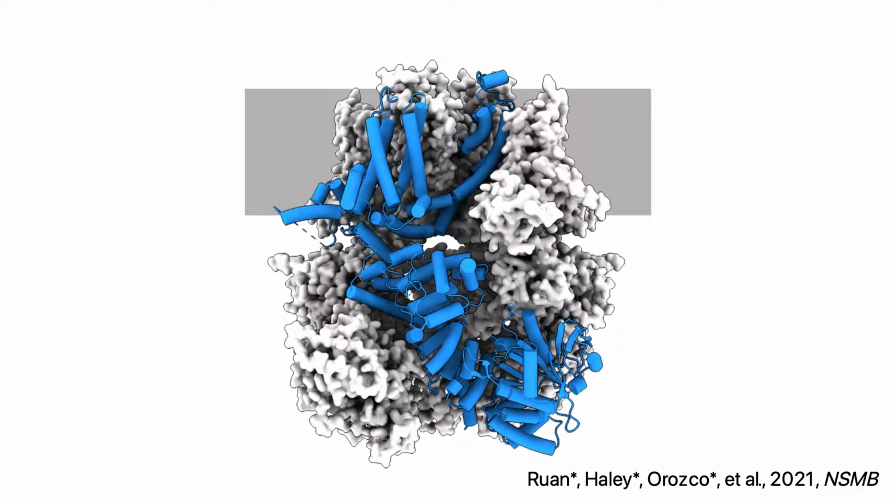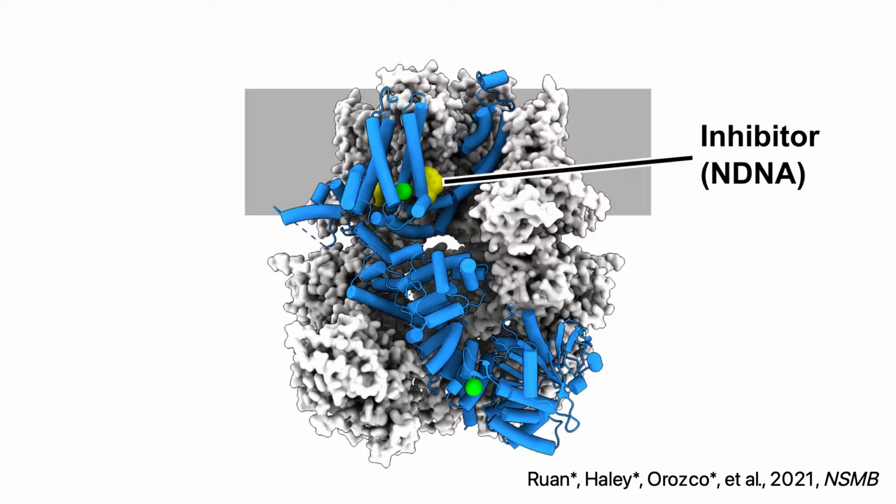TRPM5 is a tetramer that contains a pore-forming transmembrane domain and a large intracellular domain. In the presence of calcium, we identified two distinct calcium binding sites for each subunit. We also captured a structure of TRPM5 in complex with its inhibitor called NDNA.